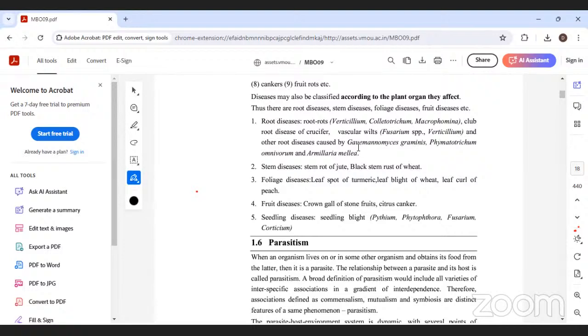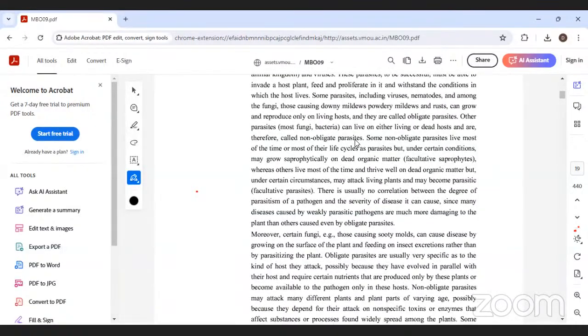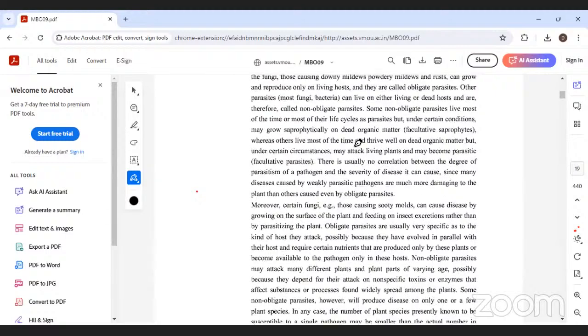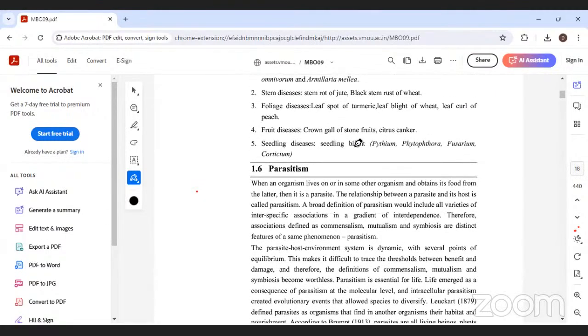The total classification of the disease. And next coming to what is parasitism. See, now we will discuss the disease. Next is what is the meaning of parasitism.